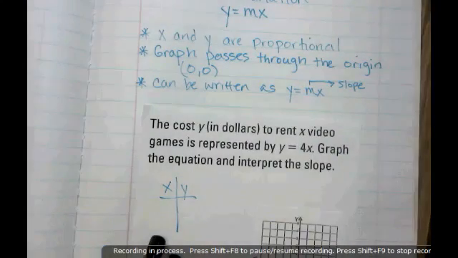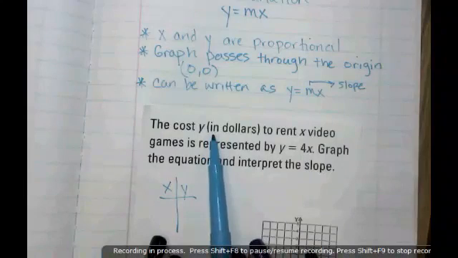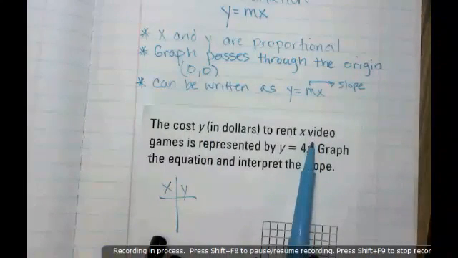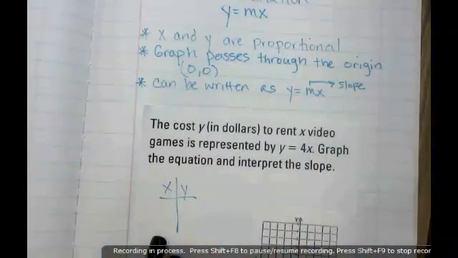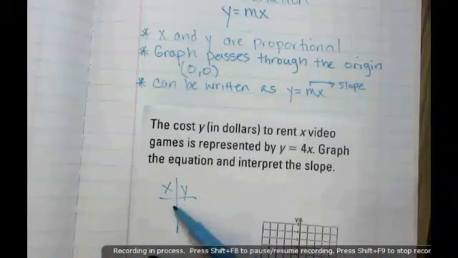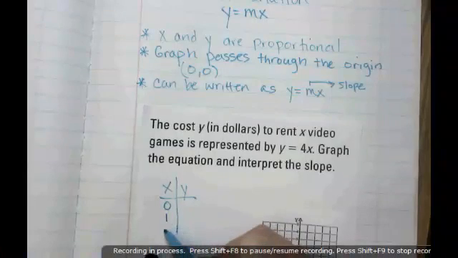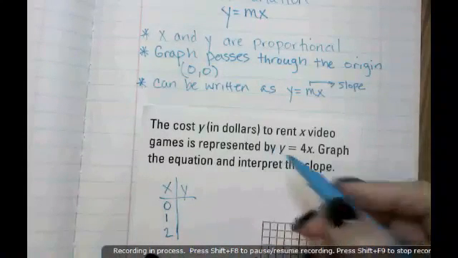Now, it's important to remember that when you're dealing with a real-world problem, you always want to understand what your x and y represent. In this situation, y is the cost in dollars and x is video games. You're not going to rent negative x number of video games, and you're not going to pay a negative amount of money. So when you're choosing your x values to put into your xy table, you want to choose positive numbers. So I'm going to choose 0 video games, 1 video game, and 2 video games.